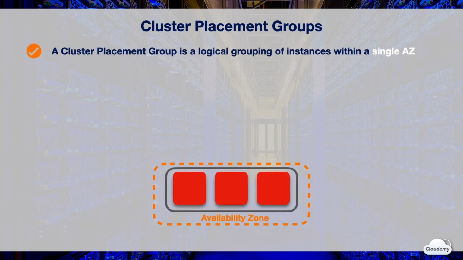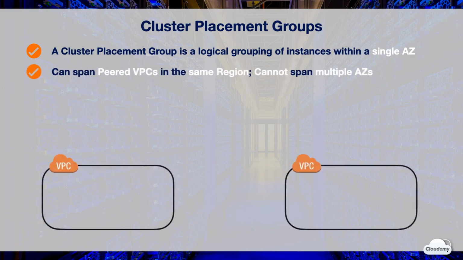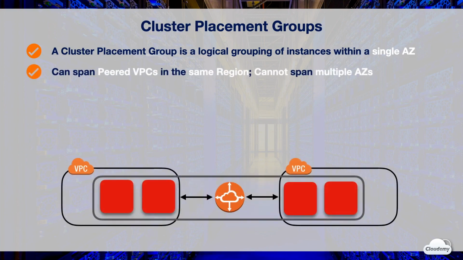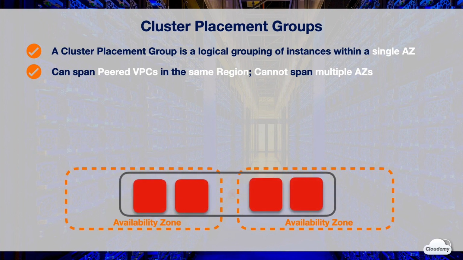A cluster placement group is a logical grouping of instances within a single availability zone, which helps achieve low latency network between instances. A cluster placement group can span peered VPCs in the same region. When you have VPC peering, instances in peered VPCs can be placed in the same placement group. However, a cluster placement group cannot span multiple availability zones. Instances in a cluster placement group must be launched in the same availability zone.